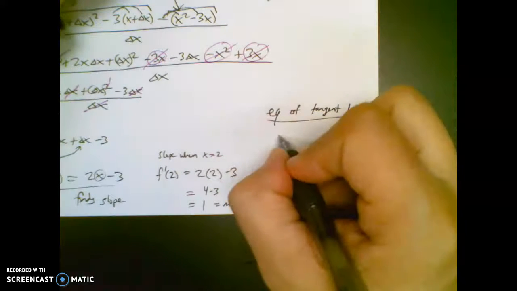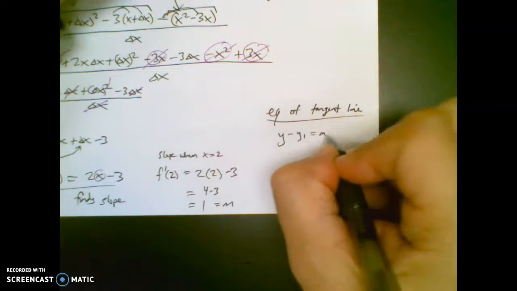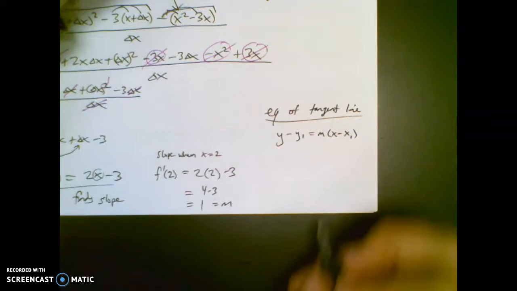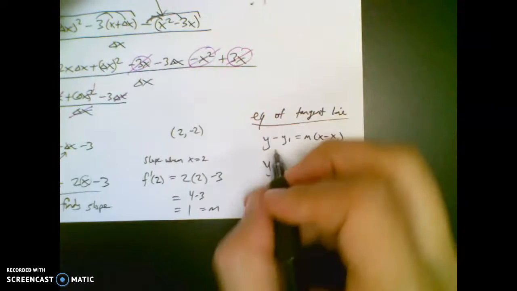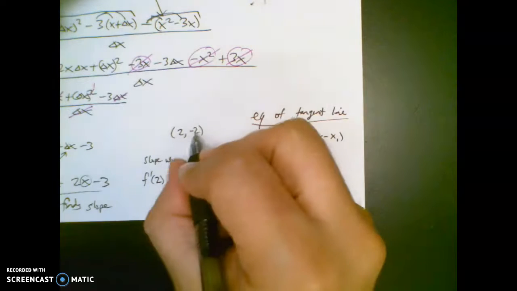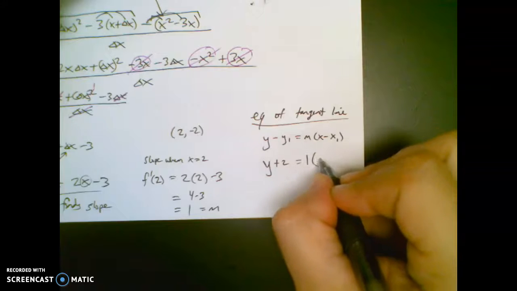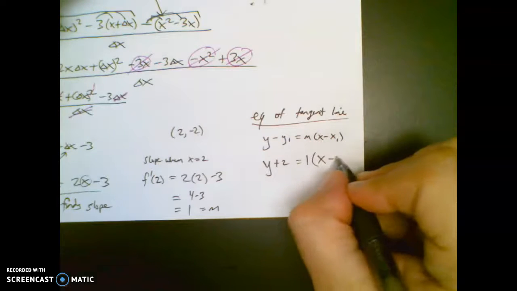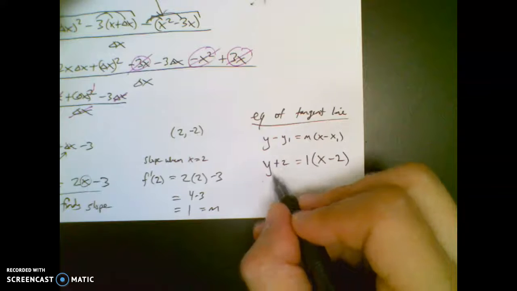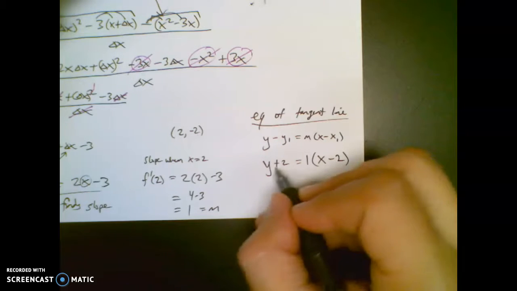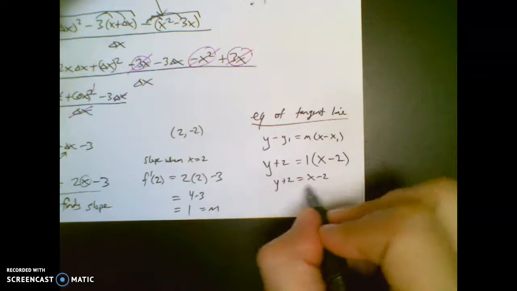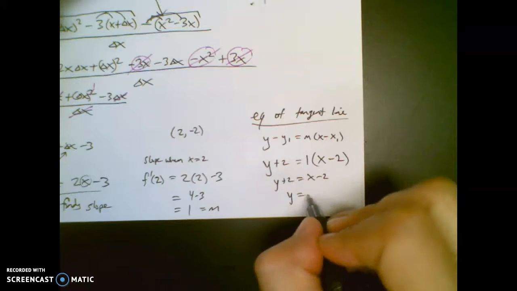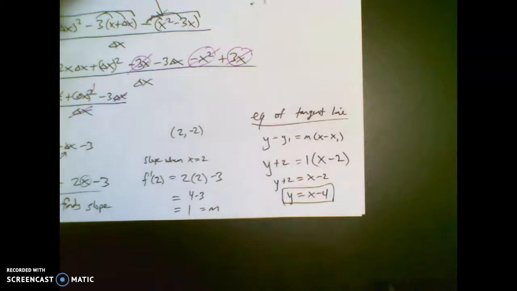Remember how early in the year we did this thing? Point slope form of a line? Well, guess what? Y minus the y1, I'm going to do the point, I'm going to rewrite it down here. Y minus the y1 means y plus 2, because that's my part, equals slope times x minus x1. And then if I feel like it, I'll distribute that. Distributing 1 doesn't do much. Subtract 2 from both sides. That's the equation of the tangent line.